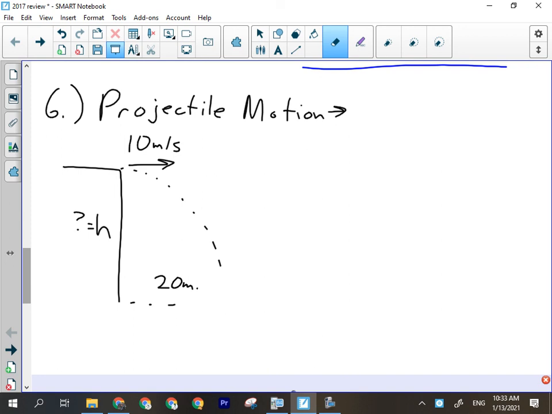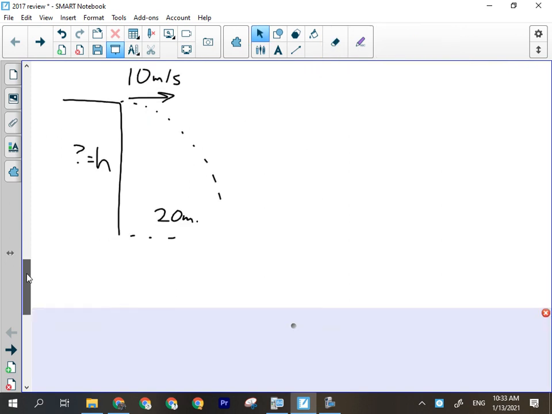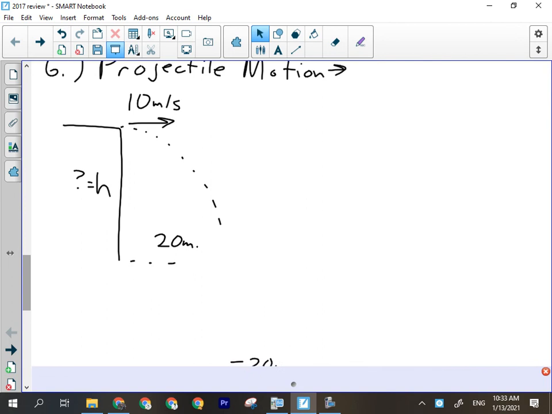Okay, so in this question that we're looking at, we've got something going off a cliff at 10 meters per second. It's going to hit the ground 20 meters from the base of the cliff. We want to calculate the height of the cliff.